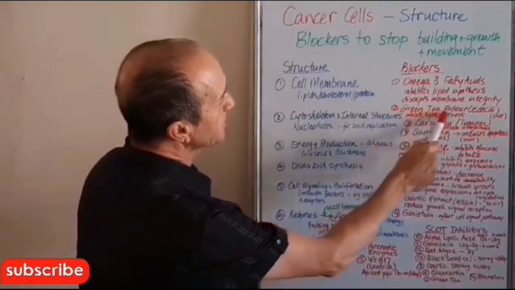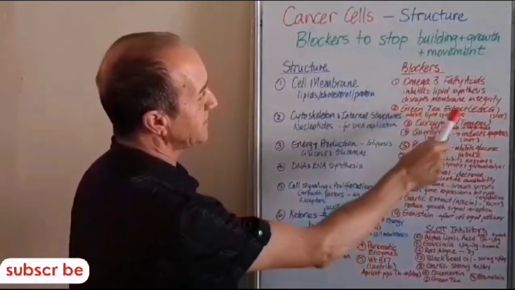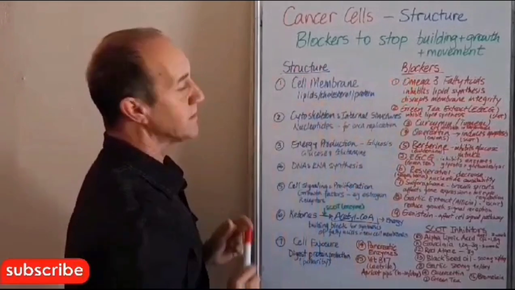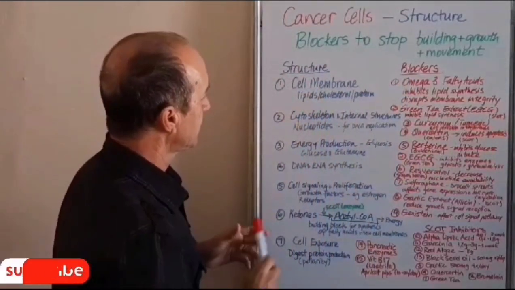And number 2, green tea extract. There's EGCG, which inhibits lipid synthesis. So green tea also helps with that. So omega-3 and green tea help with interfering with the cell membrane.